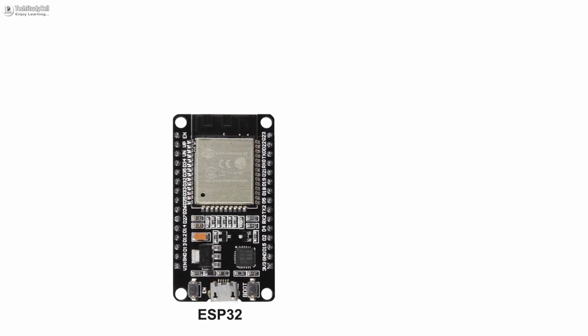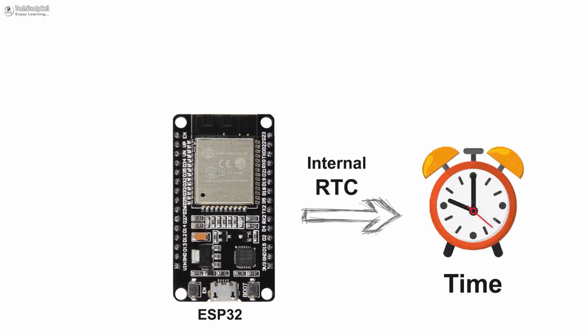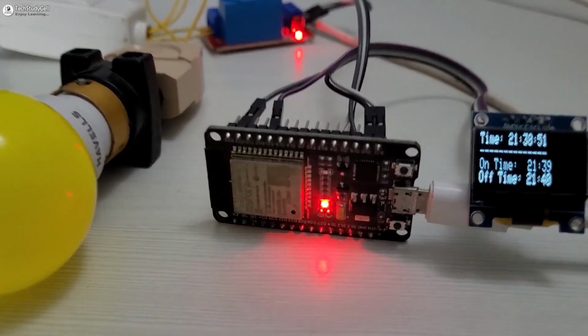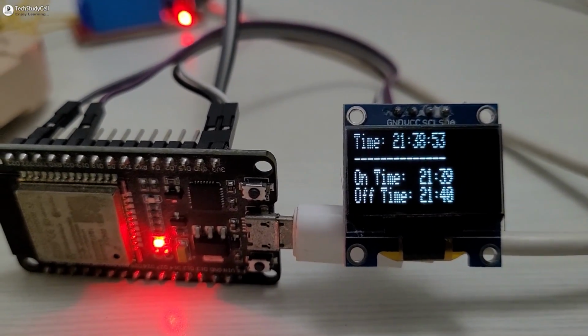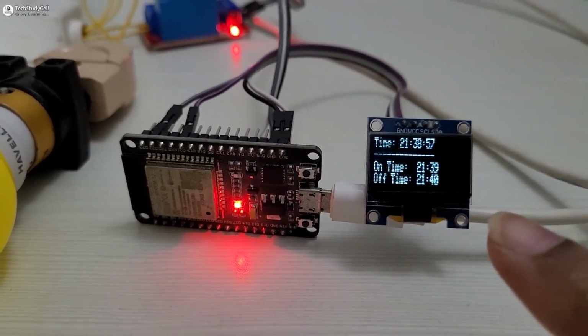So in this project, first ESP32 will connect with the Wi-Fi just to get the time from the NTP server initially. Afterwards, it will use the internal RTC to calculate the time and accordingly control the relay as per the predefined time. On the OLED, you can see the current time on the top. Currently, the on time is 21:39, which is 9:39 PM.